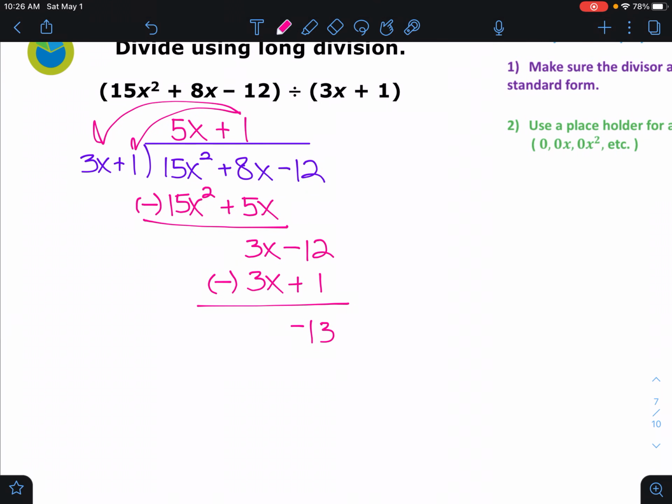Now I'm going to write my answer, and my answer would be 5x plus 1. Now I'm going to write my remainder, which is negative 13. So you can just write minus here since it's negative. Minus 13 over the divisor, which is 3x plus 1.